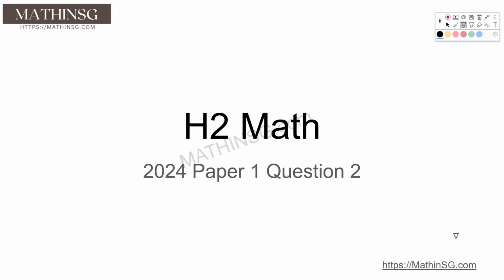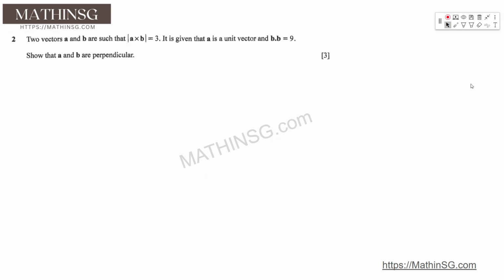In this video here, I'll be going through the 2024 H2A Level Math Paper 1, Question 2. So question 2 here is a vector question. We are given that two vectors A and B are such that mod A cross B equals 3. It is given that A is a unit vector, so we know that mod A is 1. And B dot B is equal to mod B squared, which is equal to 9. So you need to show that A and B are perpendicular.